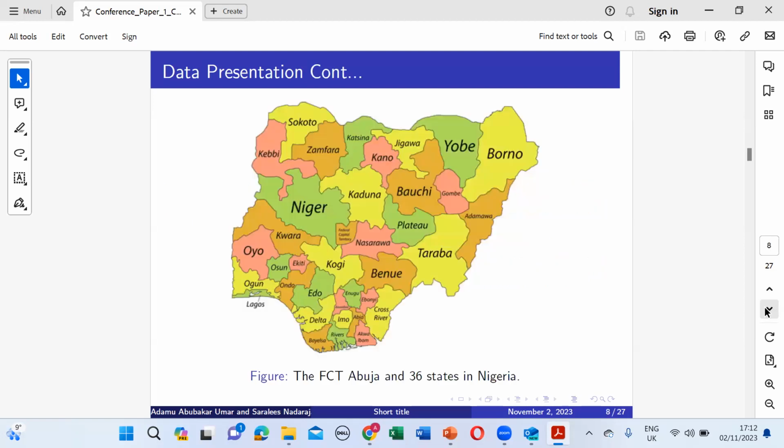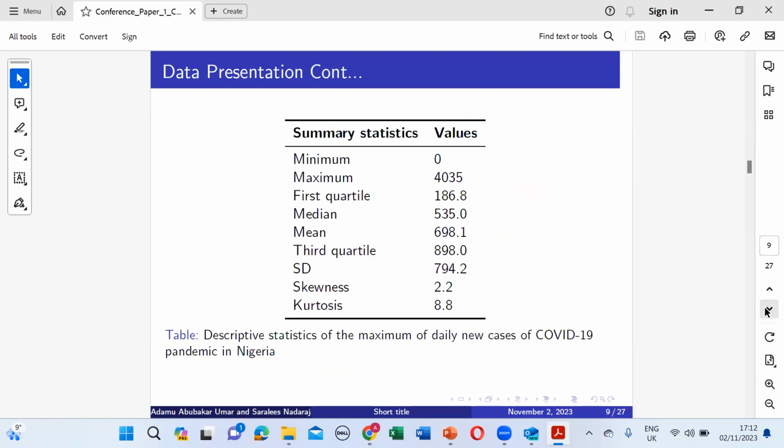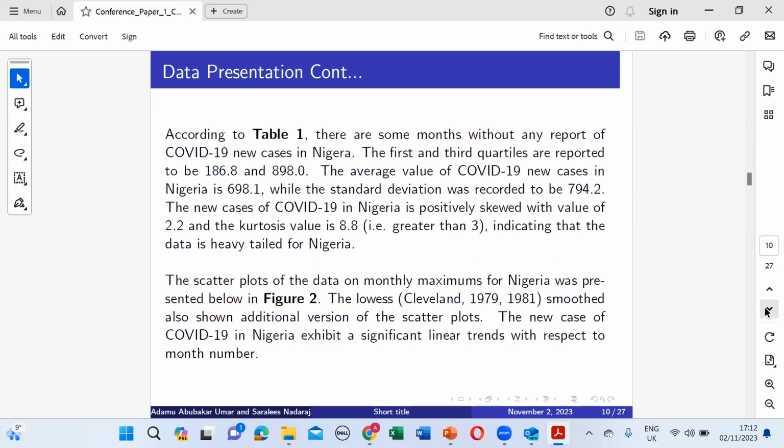So this is the map of the country, Nigeria, and this is the summary statistics of the result we have. You can see from the summary, we have the maximum, the minimum, the first quartile, the median, and the mean, as well as the skewness and kurtosis. According to Table 1, there are some months without any report of COVID-19 in Nigeria. The first quartile and the third quartile were also reported, and the values are given here as 186 and 892.